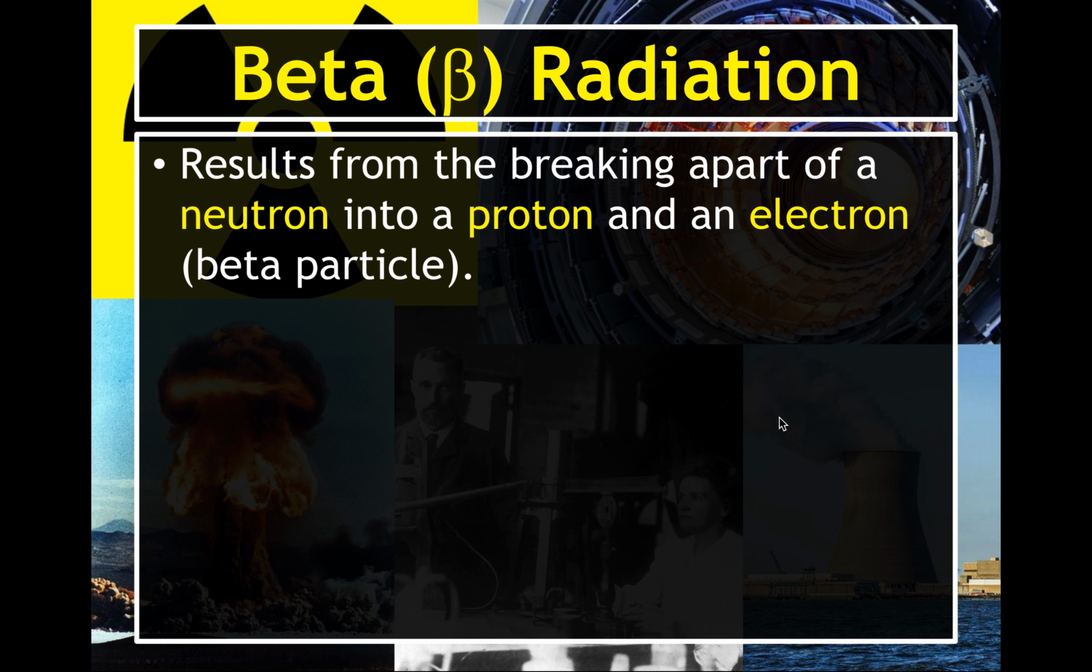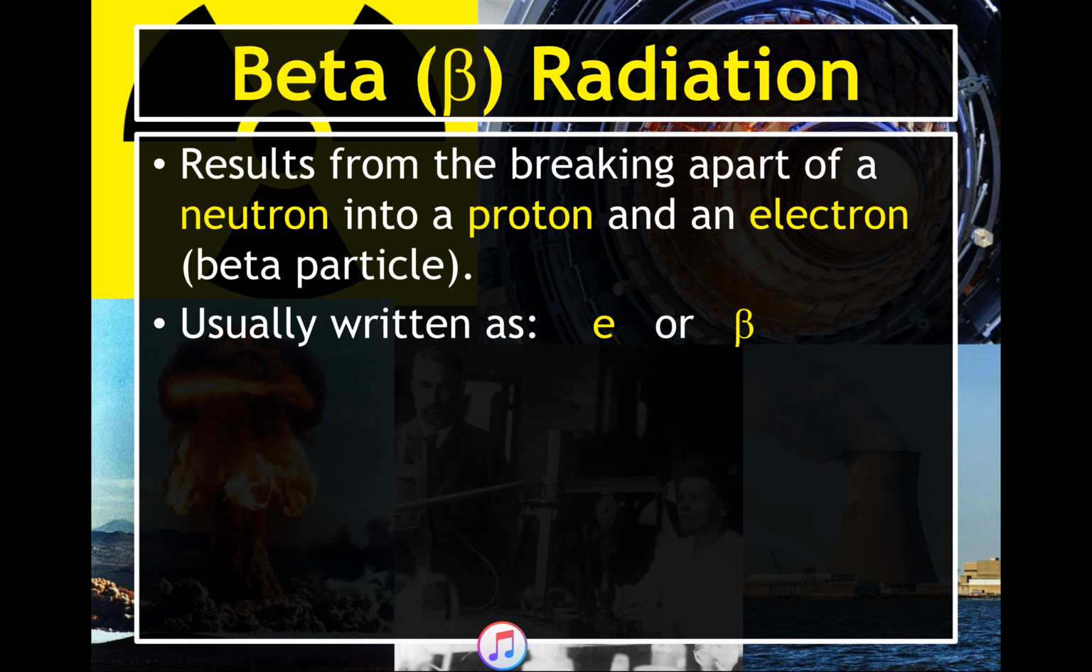Let's talk about beta radiation. This results from breaking apart of a neutron into a proton and electron. Yep, that's right. Protons are literally a part of a neutron. Electrons are also parts of a neutron, which kind of makes sense because we know a neutron has an overall charge of nothing. It's neutral, and that would explain why if you break a neutron apart, we have a proton, which has a positive charge, and an electron, which has a negative charge, that'll be emitted.